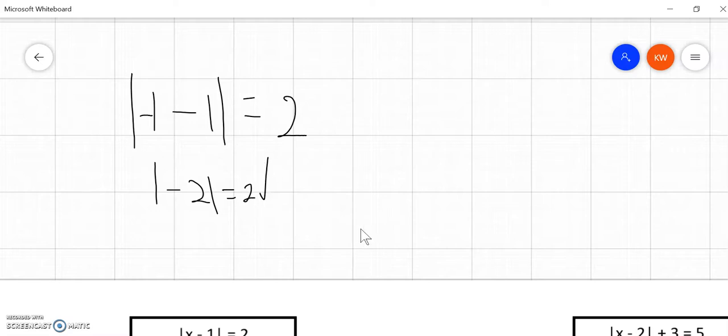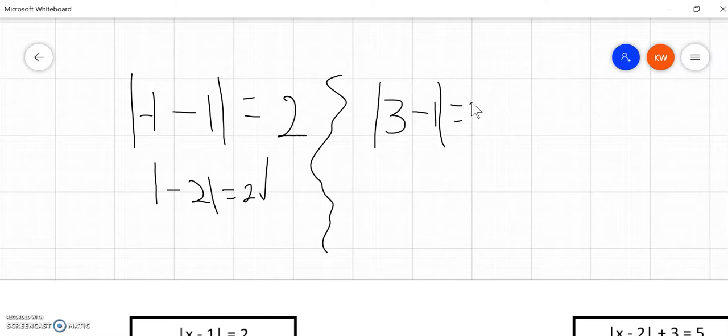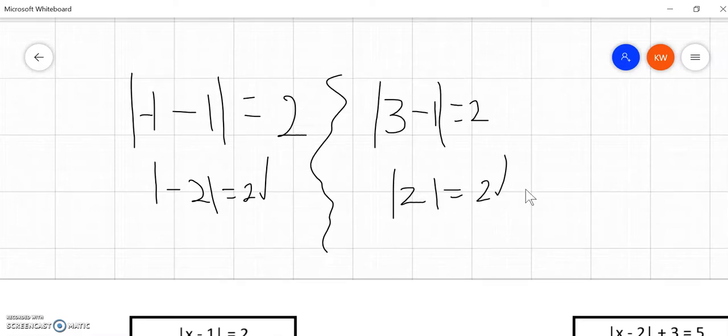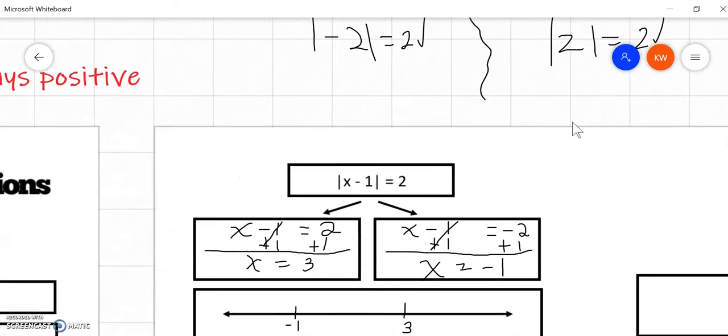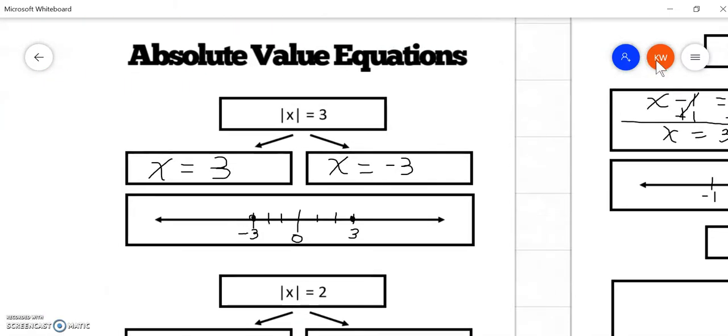So that checks. Now, the other one that we have is 3. So we have 3 in our absolute value brackets minus 1. And that equals 2, hopefully. Now, 3 minus 1 is 2. So the absolute value of 2 is in fact 2. So this also checks out. It's always important for us to go through and check to see if our answers actually end up working. Okay? So we did a simple one.